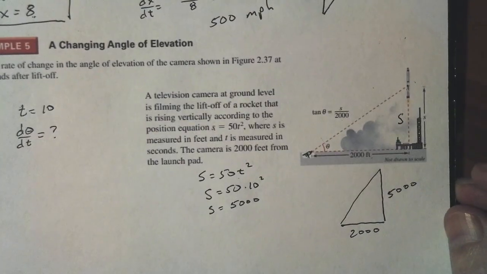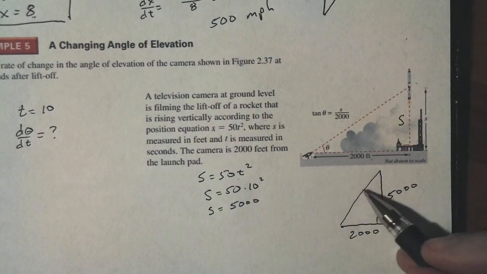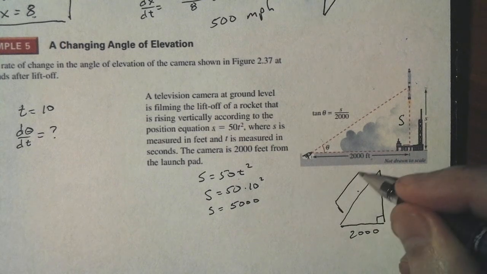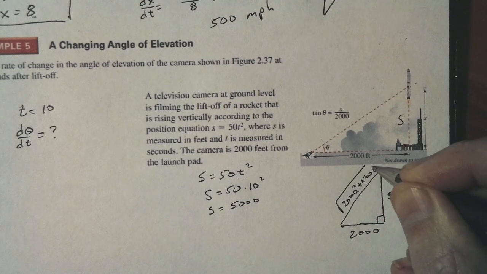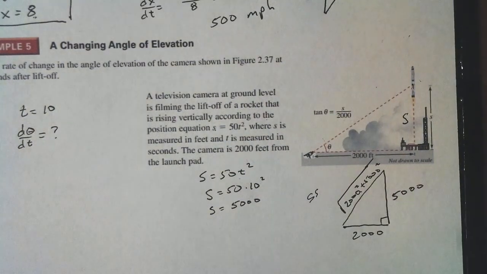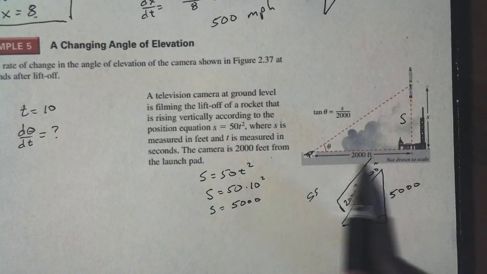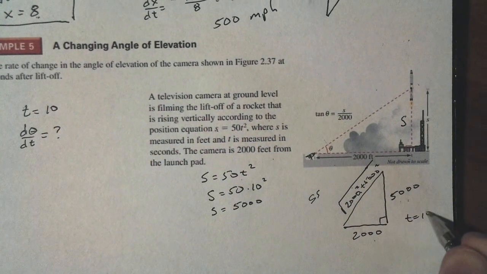This would be 2,000, and since this is a right angle, we can figure out this would be the square root of 2,000 squared plus 5,000 squared. So we got all of that going on right there. That's part of the snapshot as well. And this 2,000 stays constant all the time. This happens when t equals 10 as well.